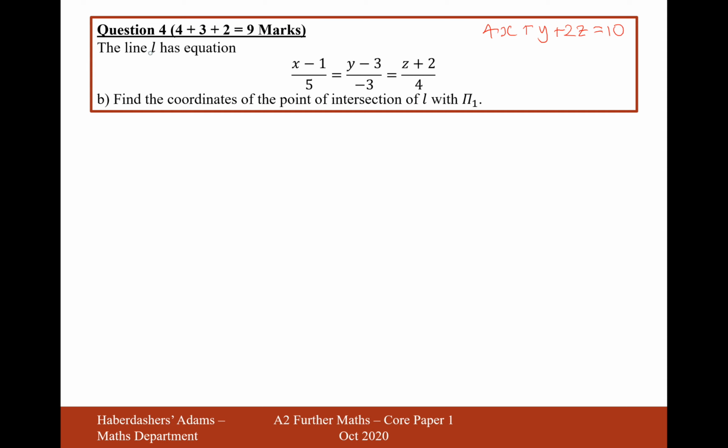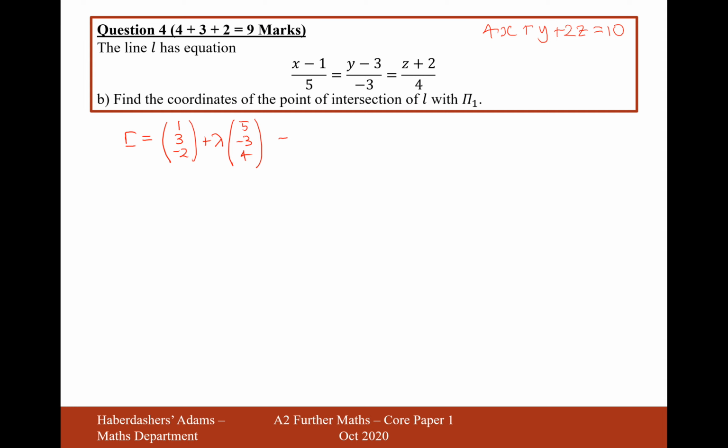Okay, so part L, the line L has the equation of this thing here. Now before I move on, again I'm going to write equation L in my preferred form. So it's going to be (1, 3, -2) plus lambda lots of (5, -3, 4). Find the coordinates of the point of intersection of the line L and pi 1.